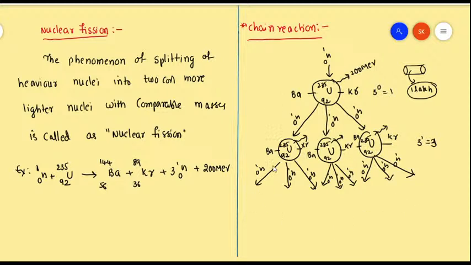Like this in geometrical progression, more and more uranium undergoes splitting, and within a short period a large amount of energy is released, which causes the explosion. That's why they are used to make bombs. Now let us go to which type of bomb they will make. They will make the nuclear bomb based on this.